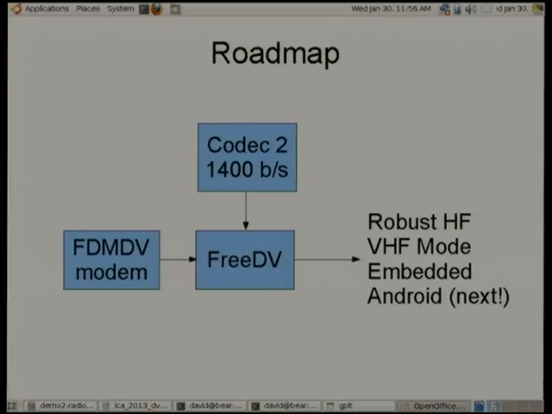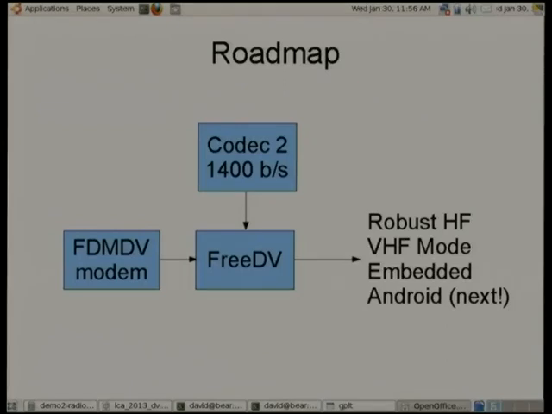Where I'd like to go in the future is do some more work on making the system more robust over HF radio channels. The channel I played to you was sort of a best case. There are some other HF radio channels where the system doesn't work as well as the analog, and I need to do some work to improve that, probably involving some forward error correction and some other techniques to improve the quality when there's bit errors.